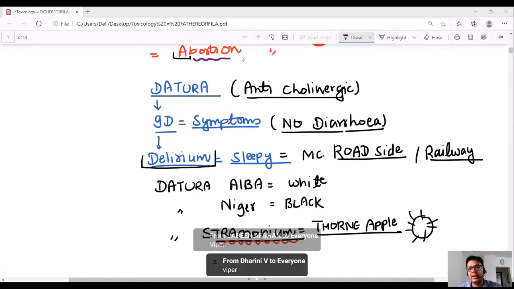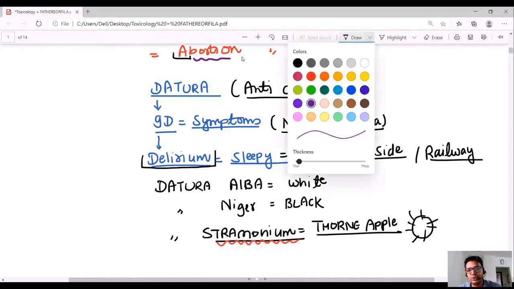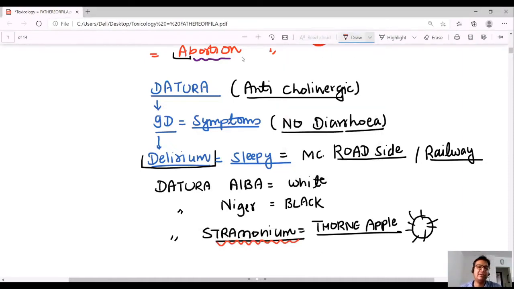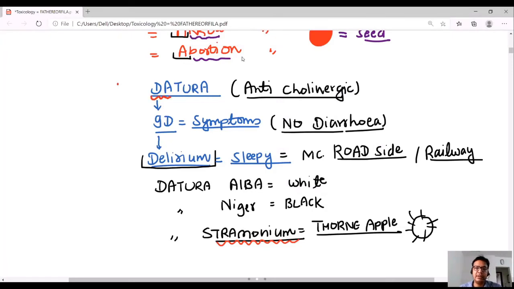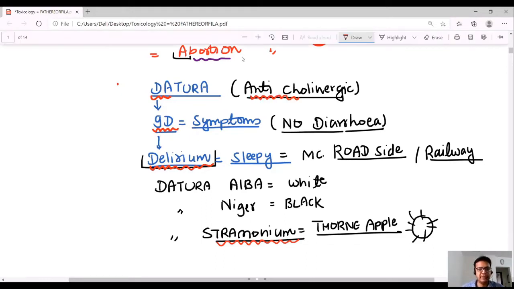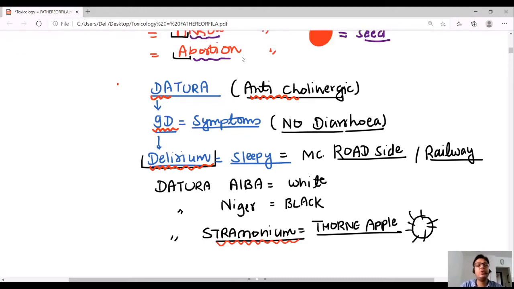Now, sir, another important poison is Datura. D for Datura. It is a 9D poison. D for delirium. There are 9 D symptoms. It causes delirium. Doctor, it is an anticholinergic plant, Datura. 9D symptoms.